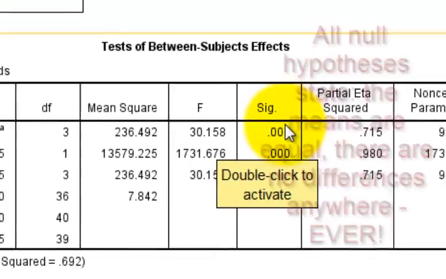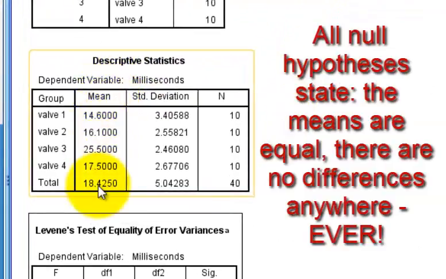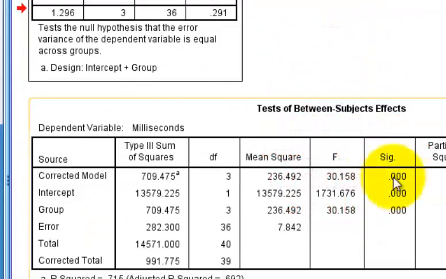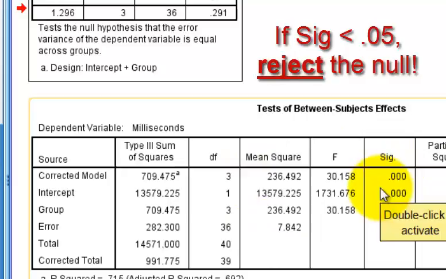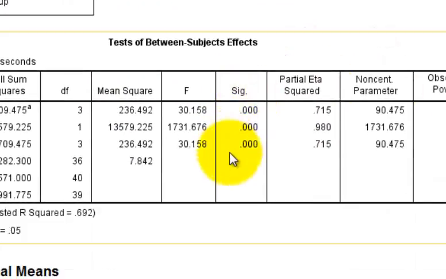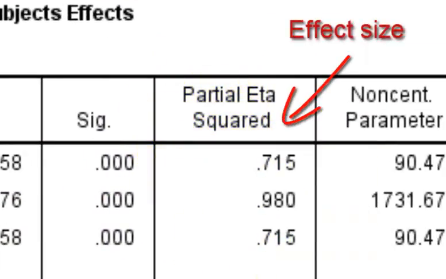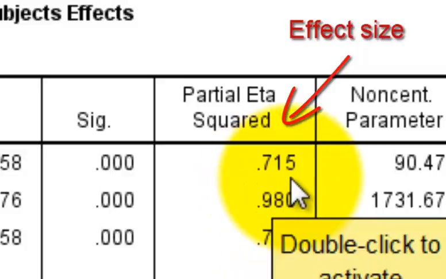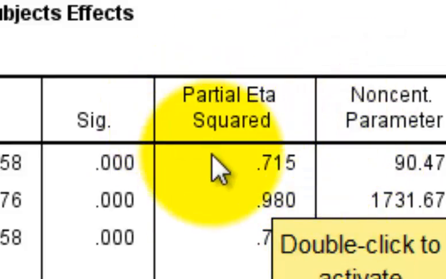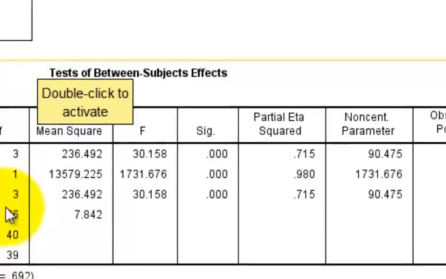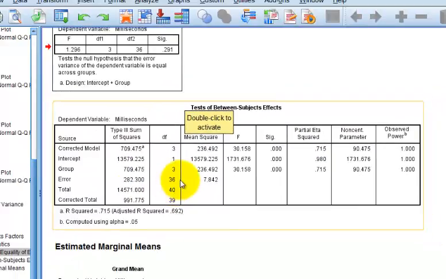Remember, the null states that there's no significant difference between the means, but you get to reject that now. That's what this means. So you get to say, yes, there is a significant difference between those means. And sidebar, partial eta squared is the same as effect size. 0.715 means you can explain about 71% of the variance, roughly 70%. It's really good, really strong. That means the difference between these milliseconds is coming because they're from different valves.